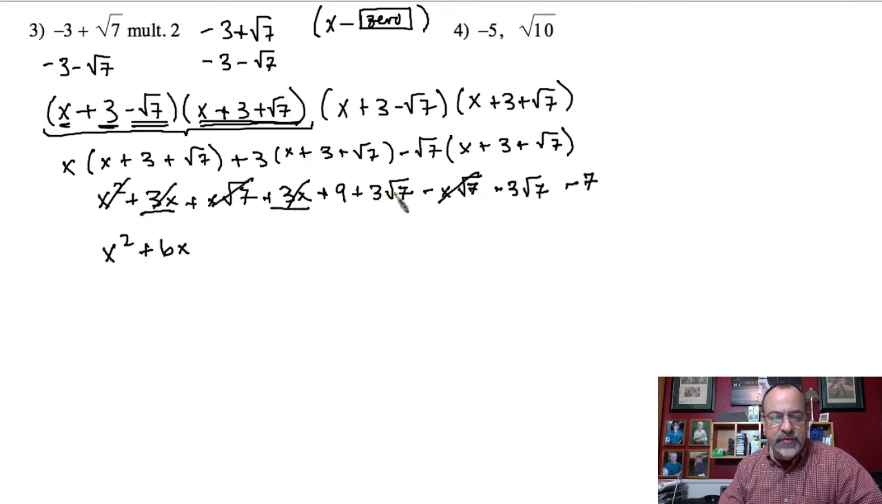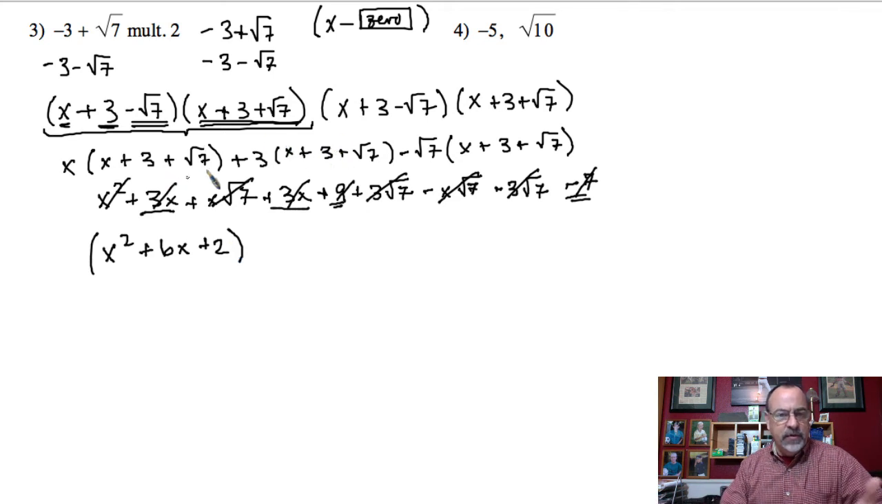Here's a positive 3 square root of 7. Here's a negative 3 square root of 7. So that's 0. So those go away. So then I'm just left with this constant 9 minus this constant 7. So that would be plus 2. So that takes care of everything. So you can see when I multiplied the conjugate, all the square roots went away.